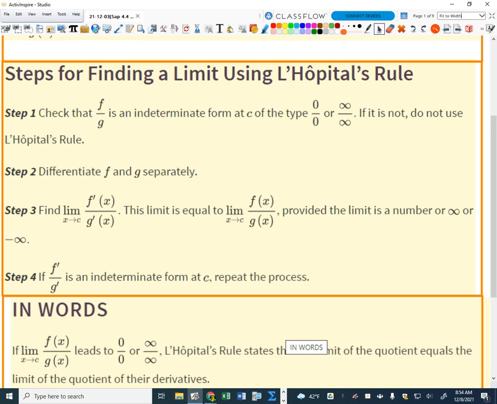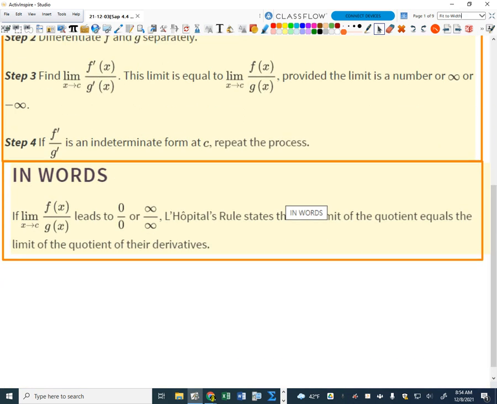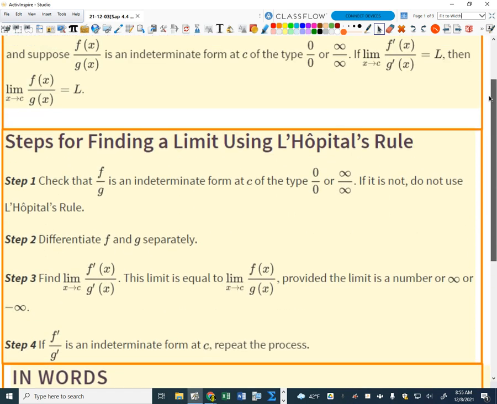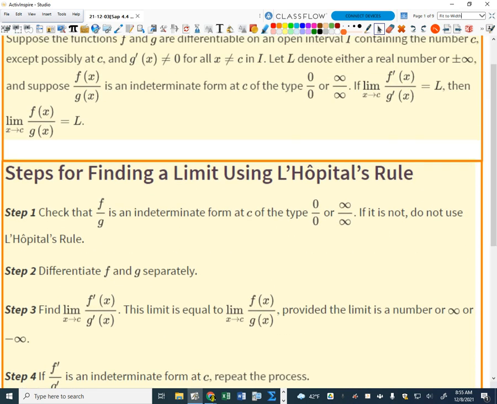You just take as many successive derivatives of the top and the bottom as you need until you remove the indeterminacy. This is right out of our Sapling book. In words, if the limit of a quotient leads to 0 over 0 or infinity over infinity, L'Hopital's rule states that the limit of the quotient equals the limit of the quotient of their derivatives. Then you can just apply that again. Doesn't it make sense that you could keep applying this over and over? Because if I differentiate the top and the bottom and I get 0 over 0, then I've got the limit of an indeterminate form, so I would just start over and apply L'Hopital's rule to that.